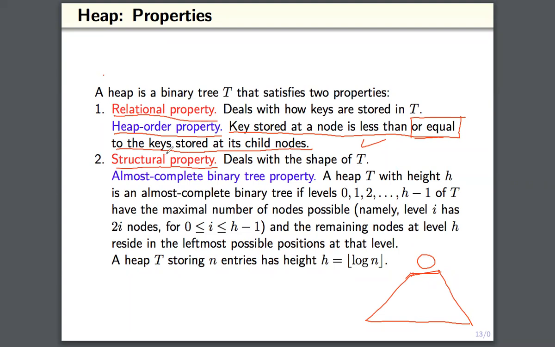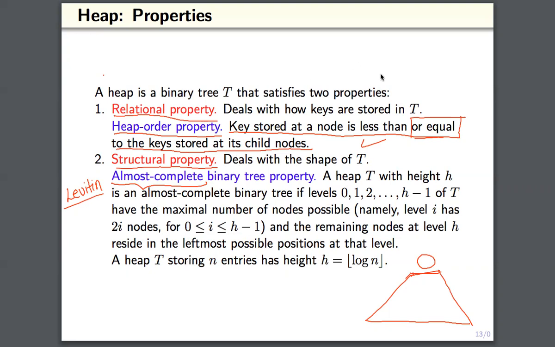Next, you have the structural property. Structural property is simple, right? Here we use it as an almost complete binary tree. This phrase is used in Levitin's book. But in Goodrich's book, I think he uses the term complete binary tree property. Complete tree means the last but one level is completely filled, and in the last level, the nodes are filled from left to right. That's it.